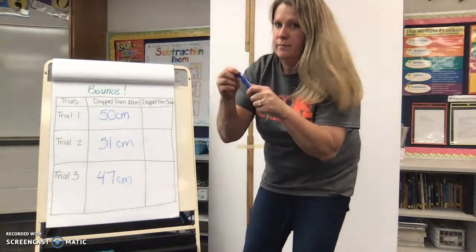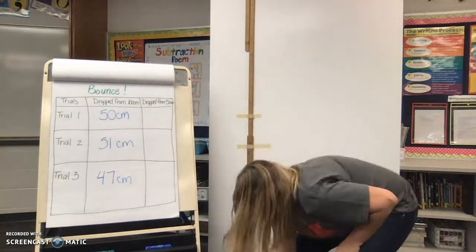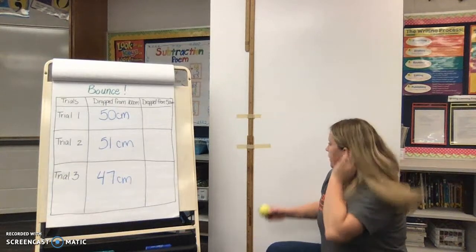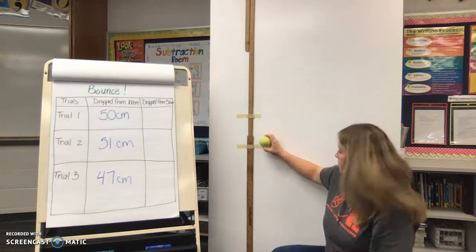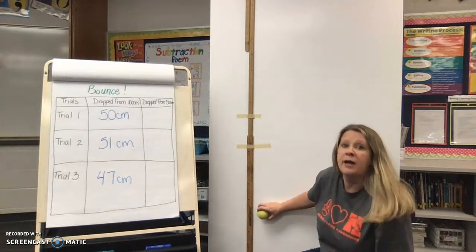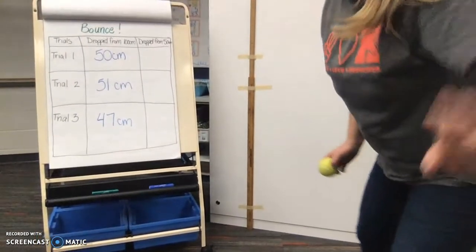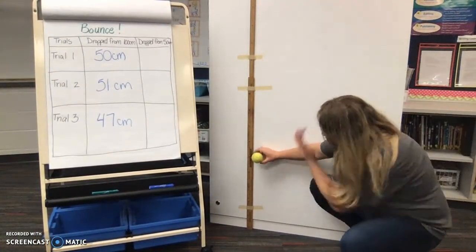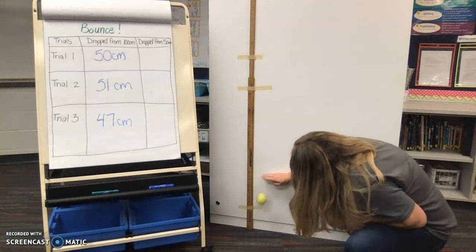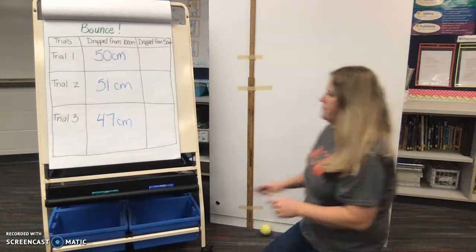Just put that cap on. Now, I'm going to do the exact same activity, but instead of starting at 100 centimeters, I'm only going to start at 50. I wonder what will happen. Let me actually turn my camera a little bit so you can see it closer to the ground here. That one came up about 27.